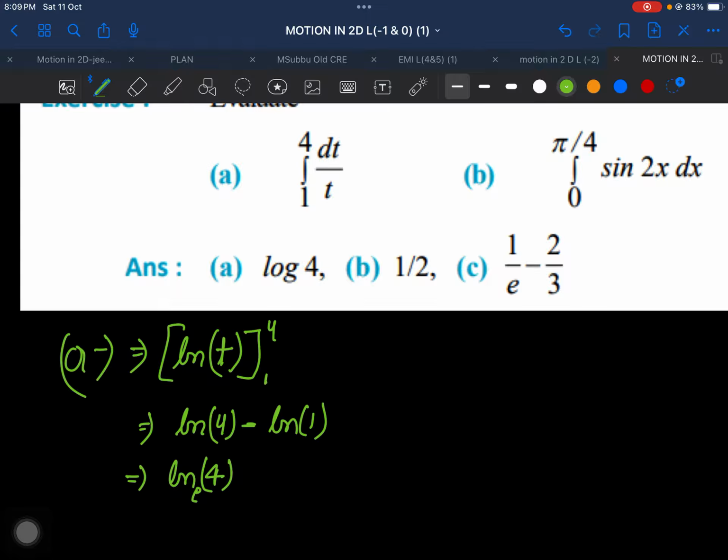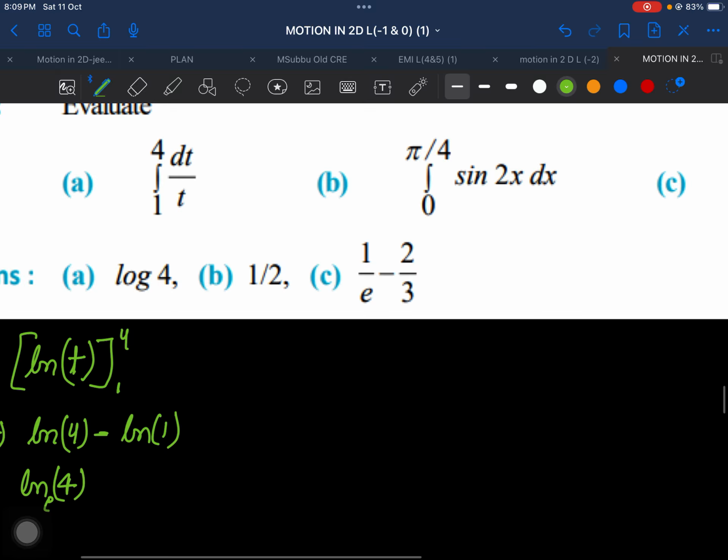Okay, check, all of you. Now the second part, let's solve this b part, everyone. So the integration of sine x is minus cos x, and the integration of sine 2x is what? Minus cos 2x divided by the coefficient of x, right? It is different from the differentiation rule, right?